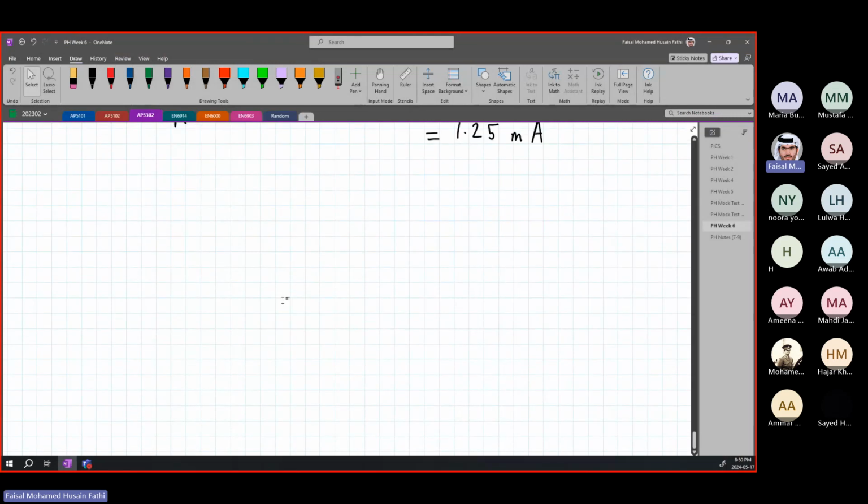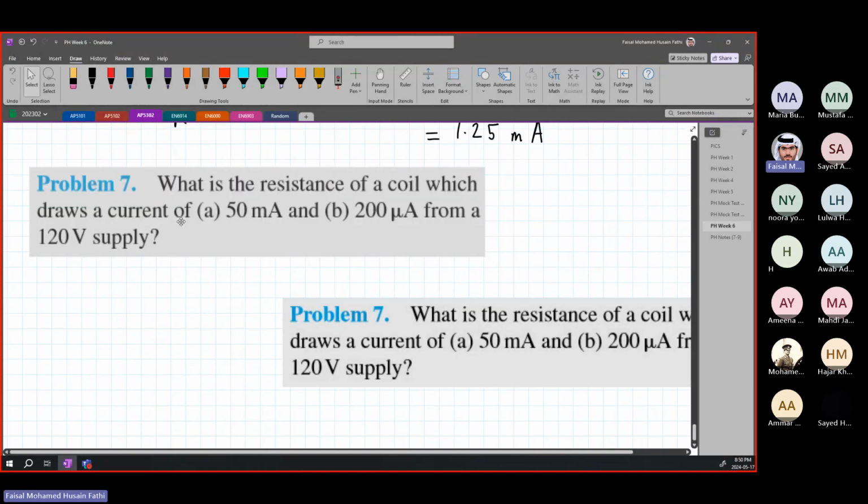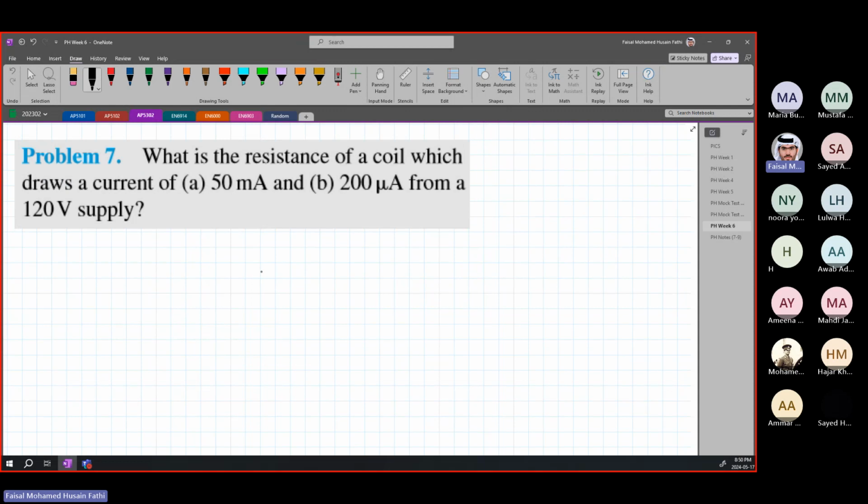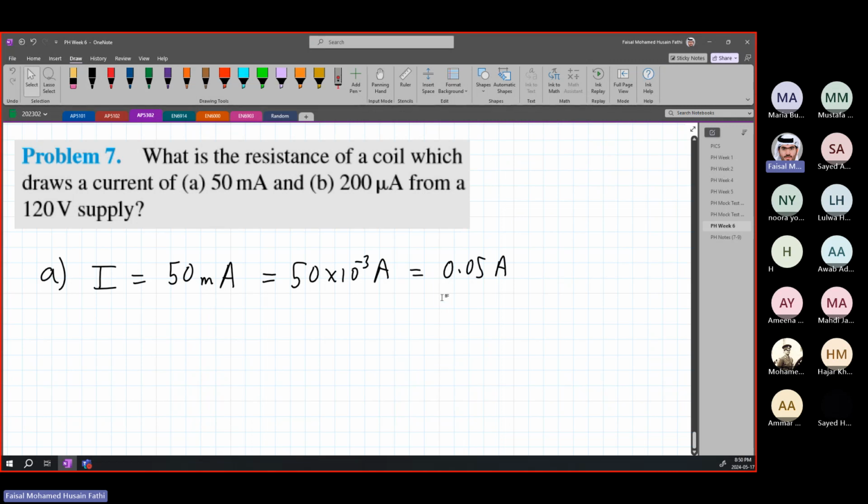What is resistance? Then let's look at this one. This question simply says, what is the resistance of a coil which draws a current of 50 milliampere? All right, so part A, I is equal to 50 milliampere, which is 50 times 10 to the negative 3 amperes, which is 0.05 amperes. The very first step is always going to be converting from milli, from kilo, from micro, from pico, into the standard international units. And it is from a supply of 120 volts.